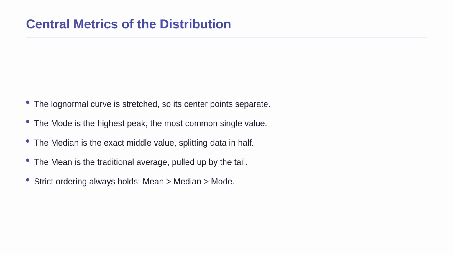As we just saw in the diagram, the log-normal curve's stretched shape forces its central metrics apart. The mode represents the single most common value you would observe, sitting at the very peak. The median is the exact middle value, highly robust and not easily dragged around by extreme outliers. The mean, however, is the traditional average. The massive values in the long right tail pull the average up significantly. Because of this, for any right-skewed log-normal distribution, we always have a strict ordering, where the mean is greater than the median, which is greater than the mode.